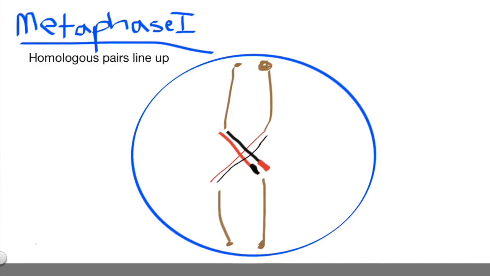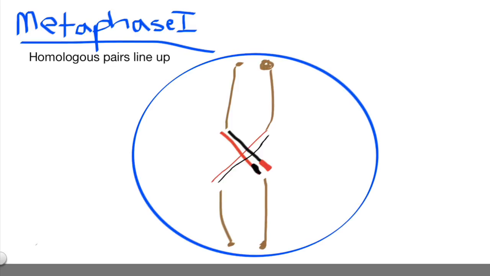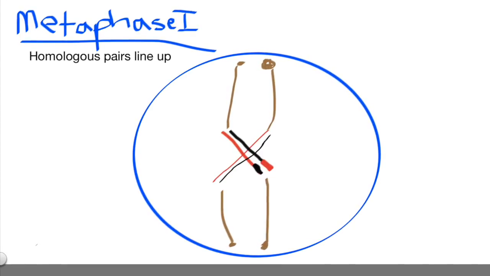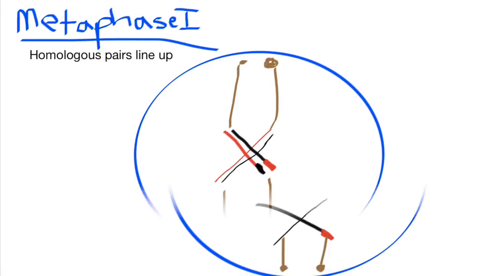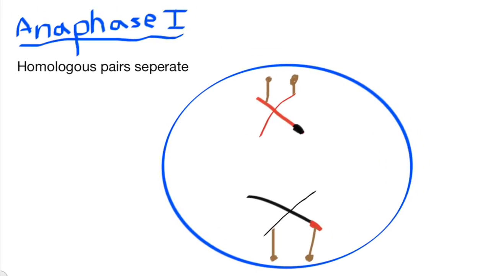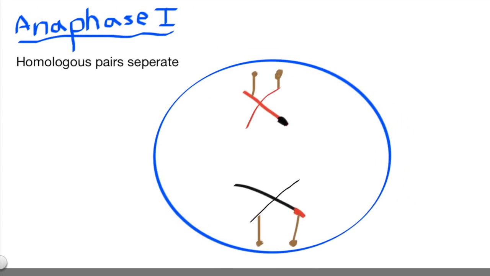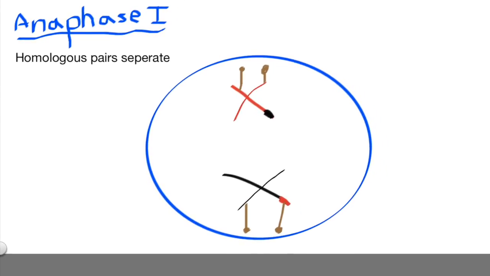Next is metaphase 1, and this is where all the homologous pairs line up in the middle of the cell. This alignment is completely random, another reason why all the cells are different. Anaphase 1 is where the homologous pairs separate. They are pulled to either side by spindle fibers.